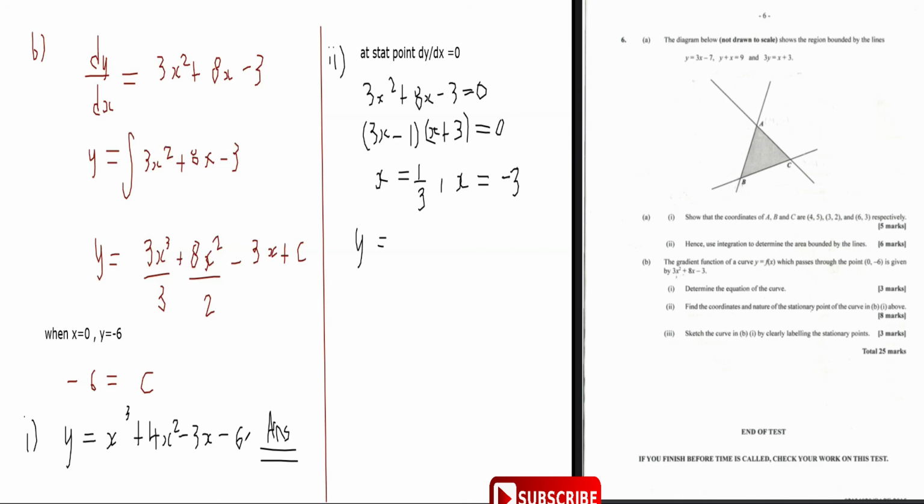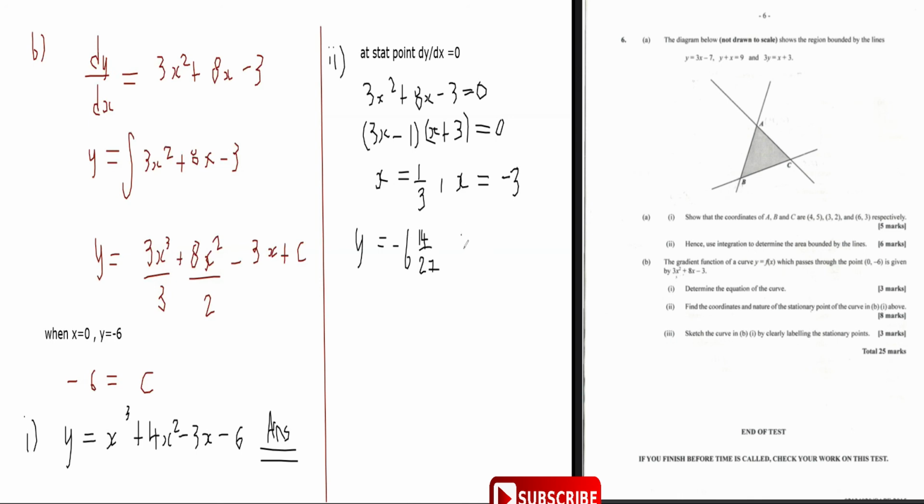Let me see, 27 times 6 plus 14. Let me put that in again. So x cubed, 1 over 3 cubed plus 4 times 1 over 3 squared minus 3 times 1 over 3 minus 6. I'm getting minus 6 and 14 over 27. So you're getting minus 6 and 14 over 27. That's what I'm getting for y.